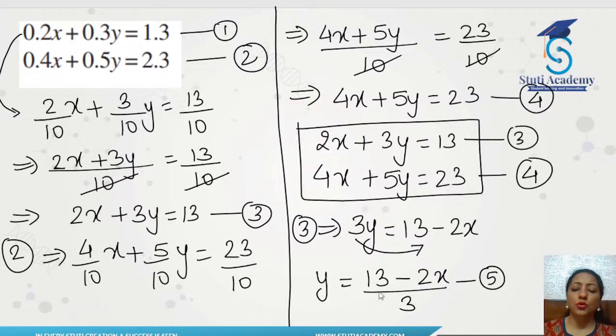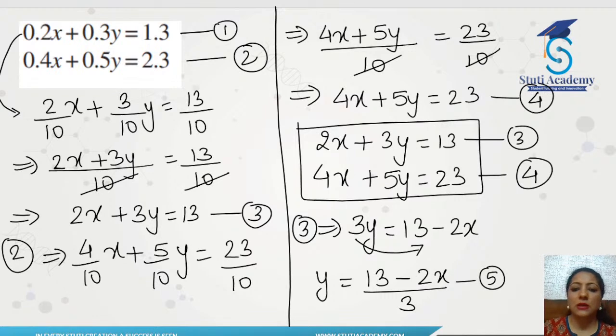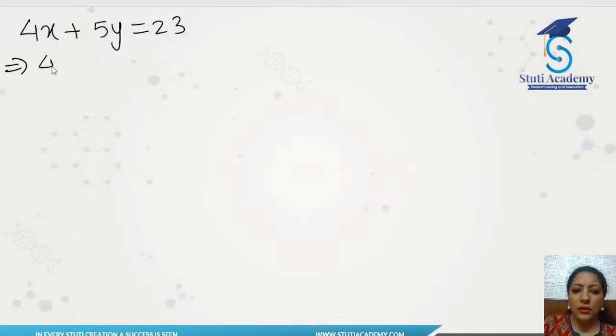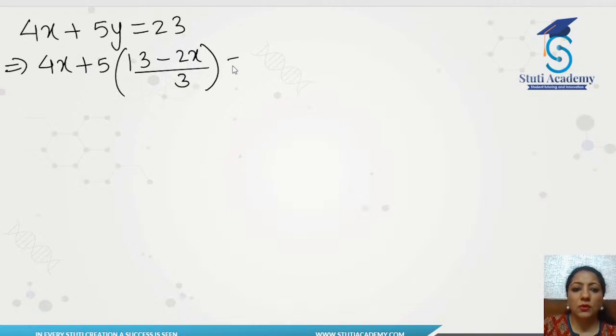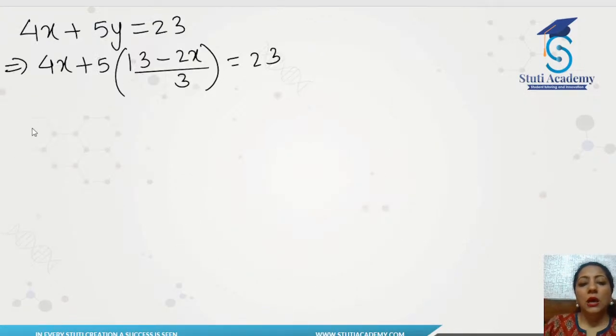Now this value of y I'm going to pick up and put it in the fourth equation. Please notice, not in the third one. I'm going to put this in the fourth equation. So I'll replace y by 13 minus 2x over 3. So in the next step, I'm writing the fourth equation, that is 4x plus 5y is equal to 23. So I've just written the fourth equation and I'm replacing now this y. So we have 4x plus 5 times of 13 minus 2x over 3 equal to 23. So that's how I've written y in terms of x, and I'm going to pick up this value and put it here. Now let's proceed.